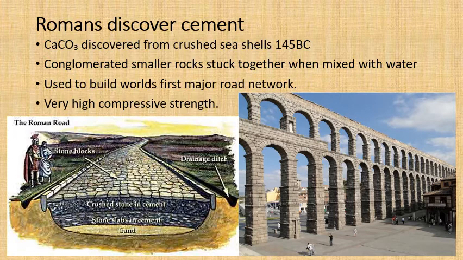The other thing they were able to use this cement for was they could build a road network. So before the Romans came along, you have to realize that usually most people never traveled more than maybe 10 miles from where they were born. Traveling was just hard. There were just footpaths or goat tracks between place to place. There was no real road network.